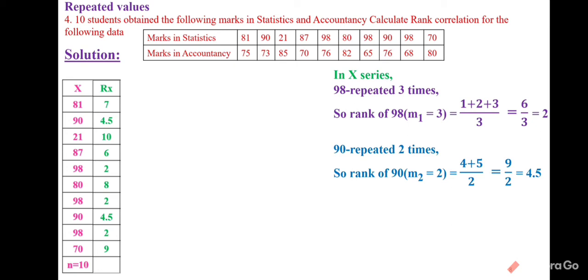After 90, the next number is 87, which is only one number. So 5 ranks are already utilized for the repeated values; on the right-hand side you can check. In the same way, the next rank will be 6, so 87 occurs only one time. Then the next highest number is 81, only one time, so 7 will be given. 88 will be given, then 79 will be given.